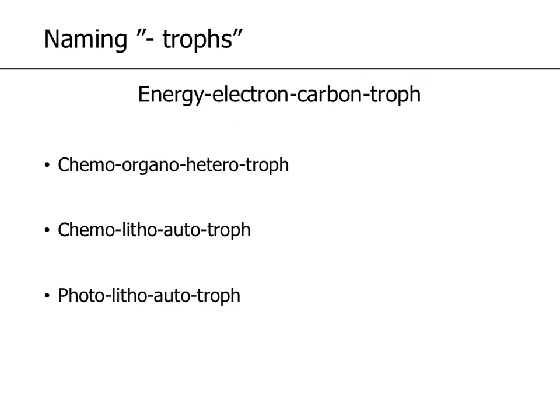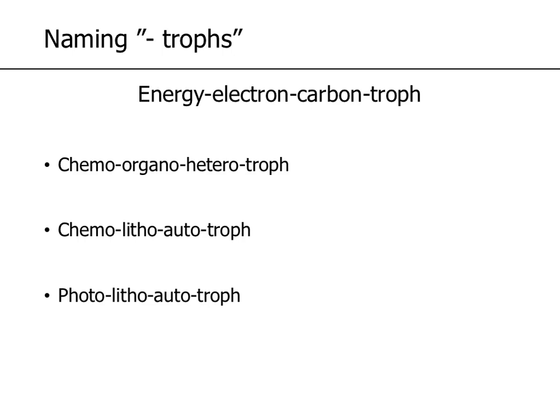Okay, so in these examples here, you have chemo-organo-heterotroph, chemo-litho-autotroph, photolitho-autotroph. And so if I were to give you one of these names, you should be able to tell me how each one of these is getting their carbon and their energy.